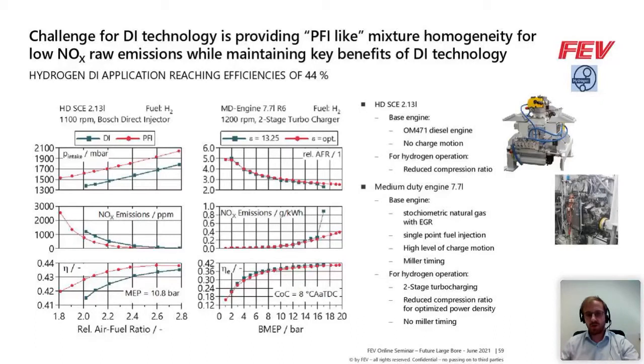So in this case, we have done one optimization loop from the base compression ratio of the natural gas base engine to an optimized compression ratio, which is obviously a little bit lower. And there we were able to widen the load range achievable from about 16 bar to around about 20 bar. And also this, of course, improves the transient performance as we then have a little bit more potential for enrichment.